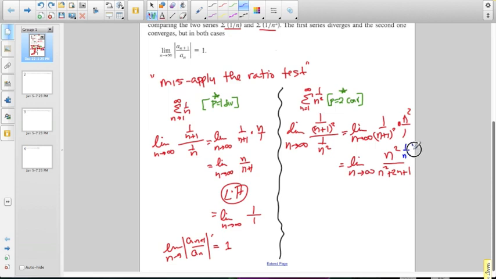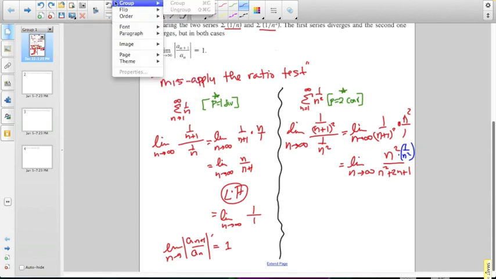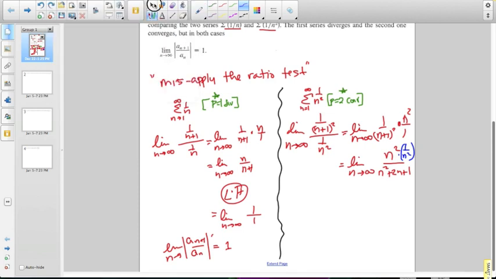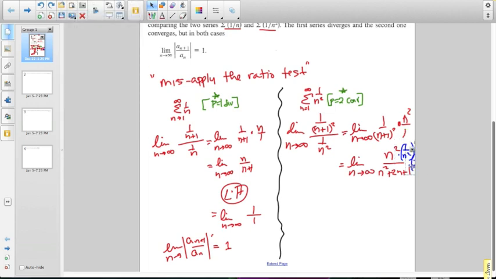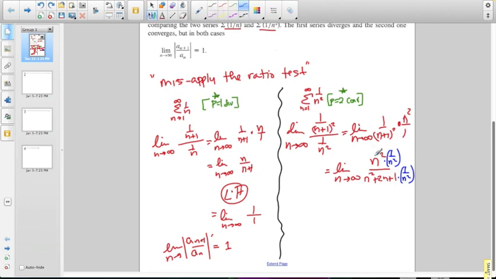So I'm going to go ahead and multiply by 1 over n squared, and let's go ahead and clone that and squeeze that right here. Kind of scooch this over a little bit. There we go. So I'm going to go ahead and multiply by 1 over n squared there.